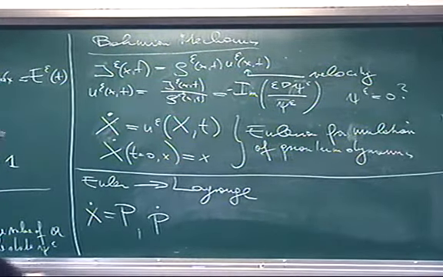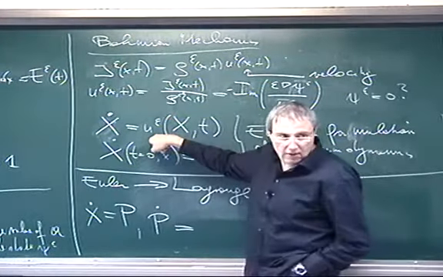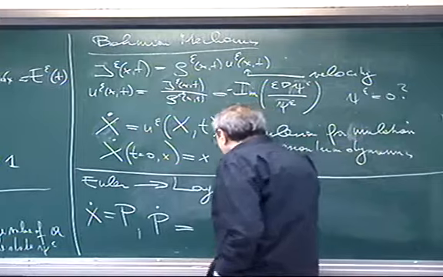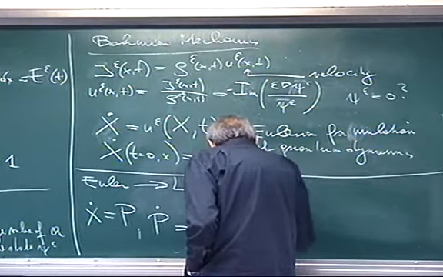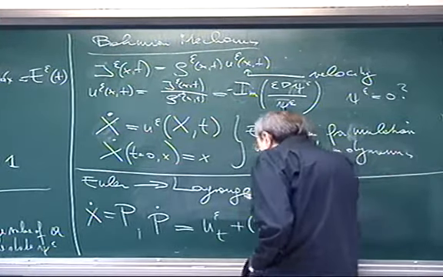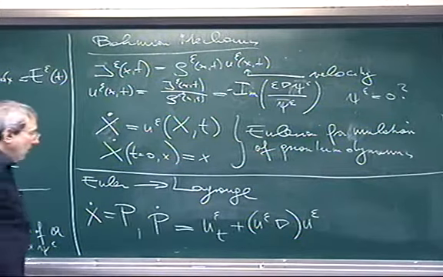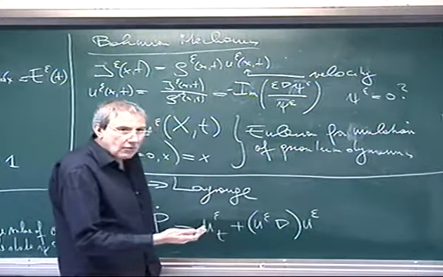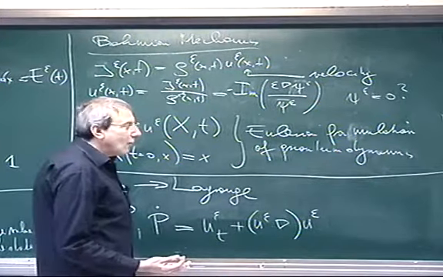And what is p dot? Well, you see that p dot is, of course, I can compute it assuming that I know u epsilon. It will be u epsilon t plus u epsilon in gradient applied to u epsilon. Well, okay, what I want to do now is, of course, close the equation. But how can I close the equation?